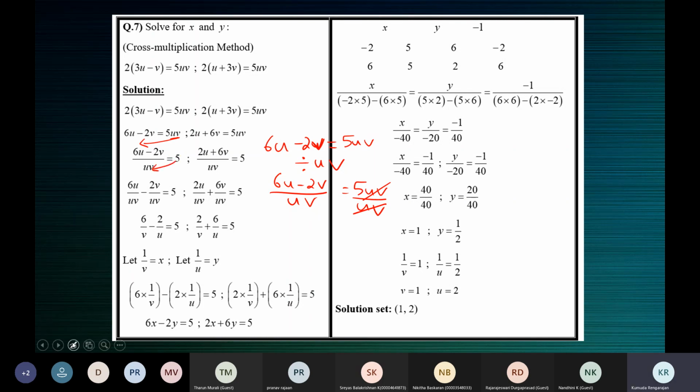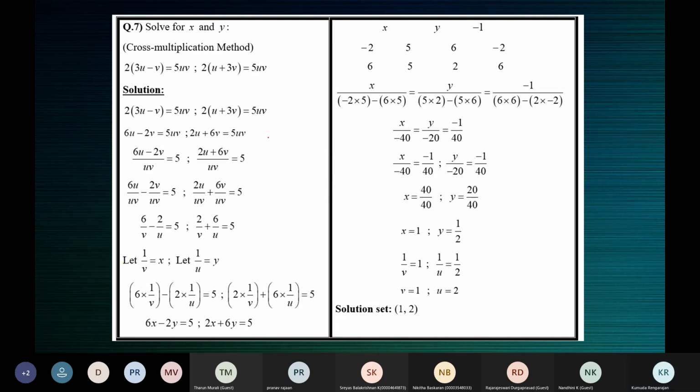Look at this, they're similar. I'll do it again. This is the first equation, 6u minus 2v is equal to 5uv. What you can also do is divide by uv throughout. So you get 6u minus 2v, divide the LHS by uv, divide the RHS by uv. So uv and uv will get cancelled. And you can see it here. What you have here is similar to this one. See here, (6u minus 2v) by uv is equal to 5. So it's like dividing by uv throughout. Throughout meaning dividing the LHS and RHS by uv.